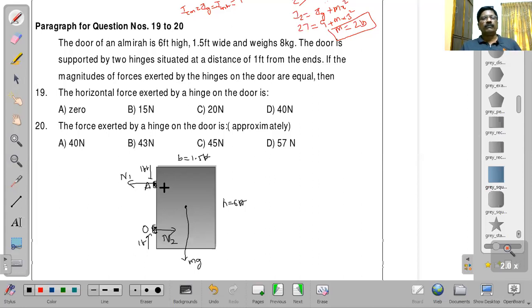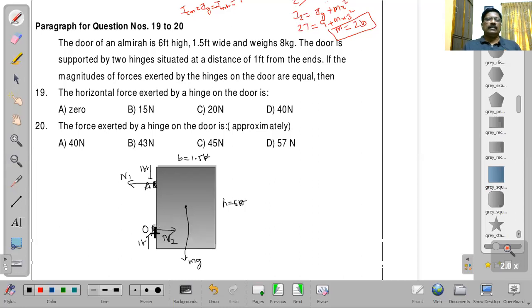Here, whenever this almirah tries to turn in the clockwise direction, this hinge is pulled in this direction. Immediately, the hinge exerts the reaction force on the almirah in this direction. Next here, whenever this almirah turns in the clockwise direction, this hinge is pulled in this direction.